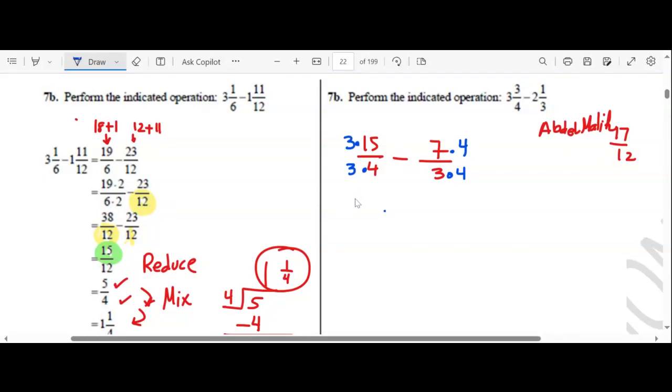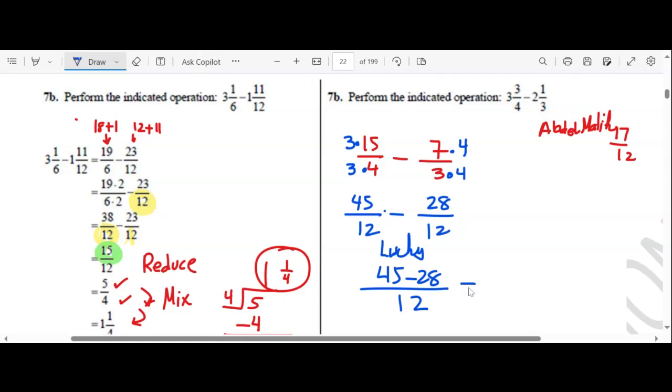So 3 times 15 over 4 times 7? 28. Are you lucky now? Why are you lucky? Have same denominator. So 45 minus 28, how much? Equal 17. 17, correct? Yeah.